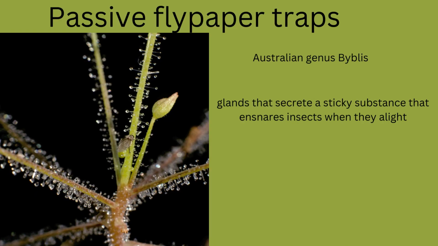Next one is passive flypaper traps. It is seen in the Australian genus Byblis. These plants have glands that secrete a sticky substance that traps insects. Thus, any insect passing through such a mass of leaves is likely to be trapped. Insects are fooled into thinking that the glandular secretions are drops of nectar.